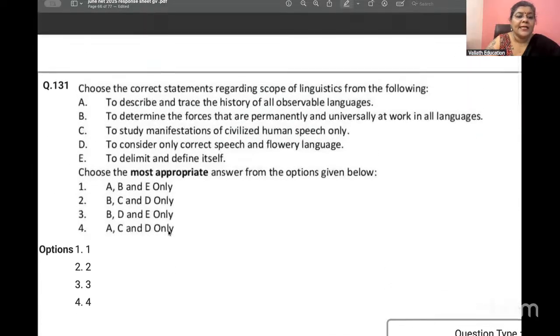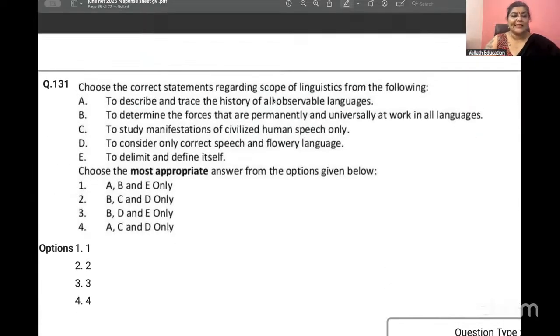Correct. Then, choose the correct statements regarding the scope of linguistics. You will think this is difficult. To describe and trace the history of all observable languages, maybe. To determine the forces that are permanently and universally at work in all languages, maybe. To study manifestations of civilized human speech only. That is wrong, because linguistics can be about Africans and tribal people also.